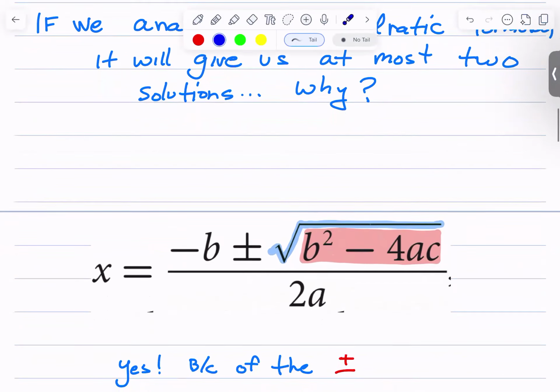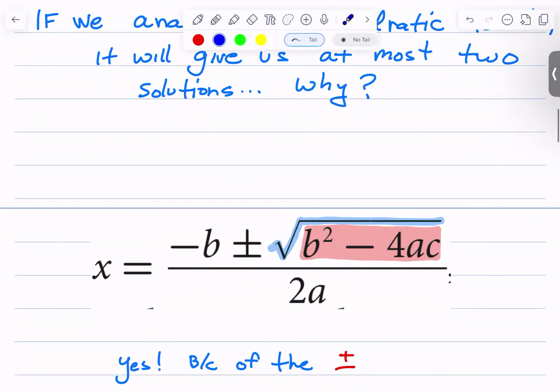Because of the plus and minus. Yes, because of that plus or minus, right? Negative b plus the square root of b squared minus 4ac over 2a, and negative b minus the square root of b squared minus 4ac over 2a. Correct? So at most, we're going to have two solutions. Why do I say at most?